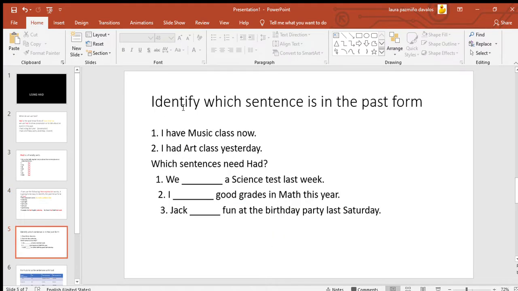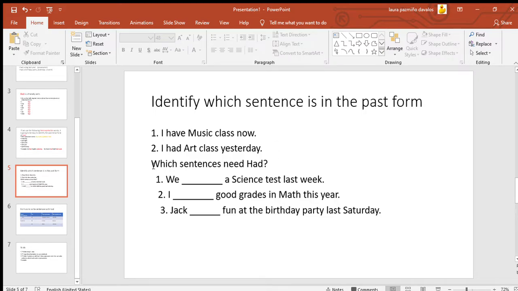Here, we have to identify which sentence is in the past tense form. Sentence number one, I have music class now. Sentence number two, I had art class yesterday. Very easy. Did you already identify the sentence? Of course. In sentence number two, we have the word had and we have the time expression word, yesterday. That was very easy, right?